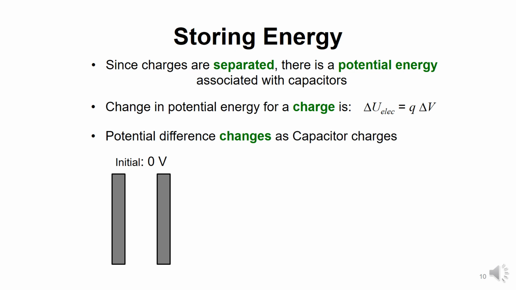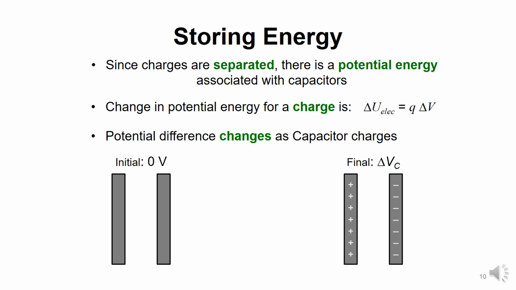So let's look at the picture on the slide. This is the initial capacitor on the left. There's a potential difference of 0 volts because the plates are not charged. And then on the right, we have a fully charged capacitor, 100% charged. So it has a potential difference of delta Vc, and the plates are oppositely charged, positive and negative. So that's the initial and the final state.